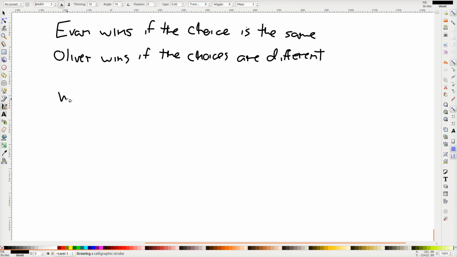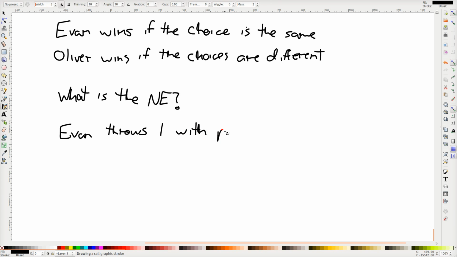So now let's figure out what the Nash equilibrium is. You can pause your video and come up with a guess if you like. So let's use the indifference principle. Let's set up some notation. Let's say Evan throws 1 with probability P, and Oliver throws 1 with probability Q. And of course Evan throws 2 with probability 1 minus P because he has to throw one or the other. So these are sort of general strategies.